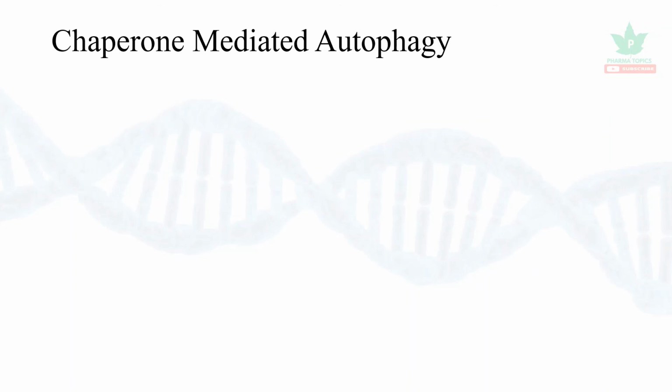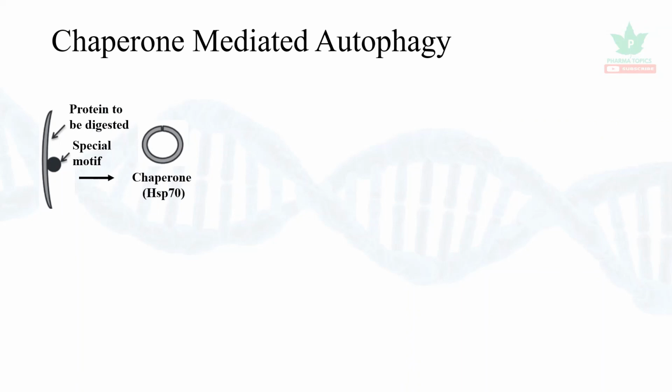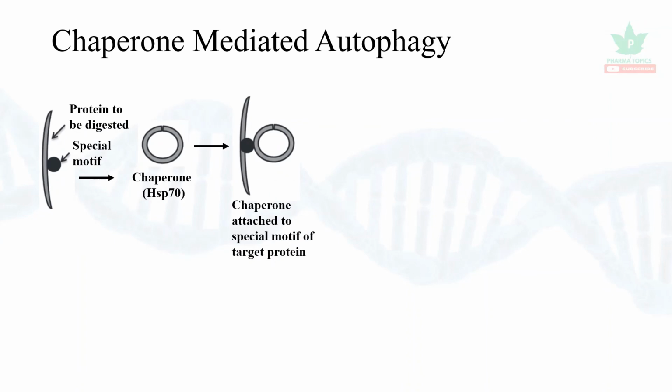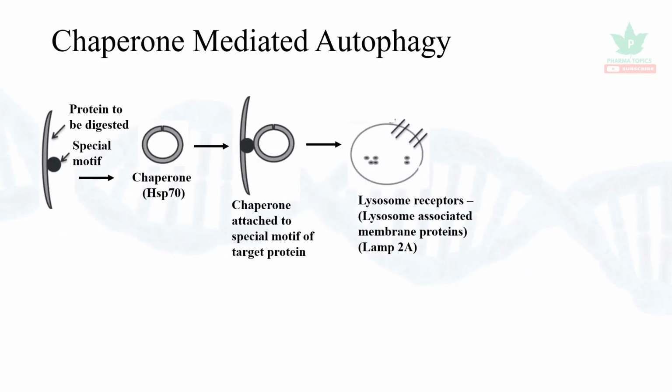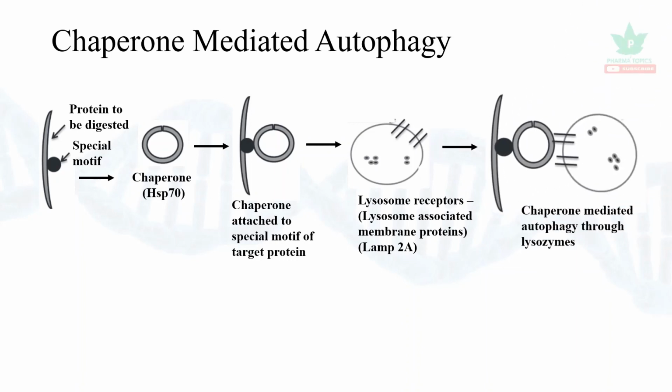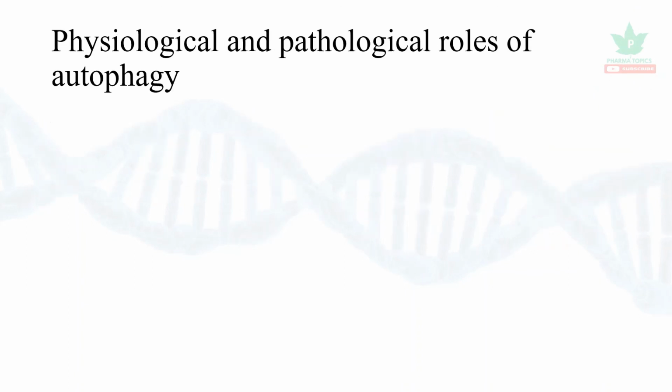Chaperone mediated autophagy. In this, the protein to be digested has a special motif. That motif is recognized by the heat shock protein called Hsp70, a chaperone that attaches to the motif of the target protein. The chaperone presents this protein to lysosome receptors, that is lysosome associated membrane protein receptors, LAMP2A, and the chaperone mediated autophagy occurs through the lysosomes.